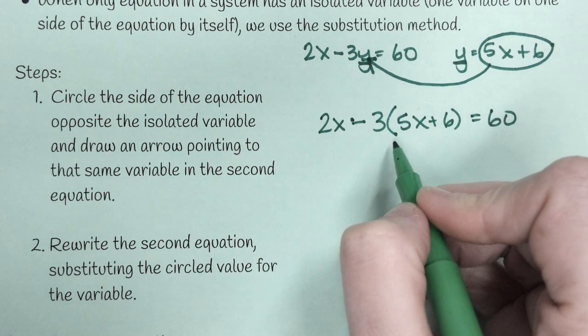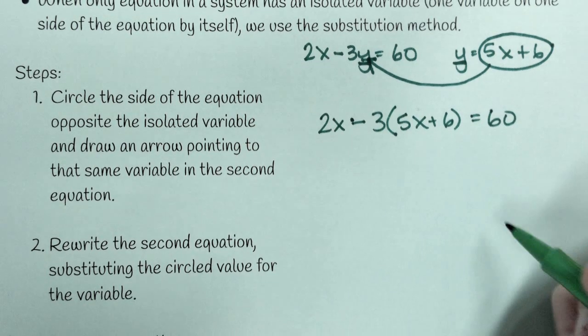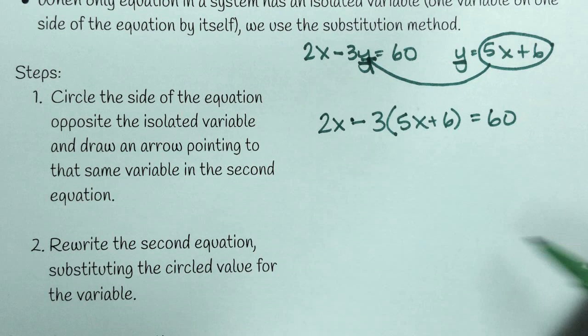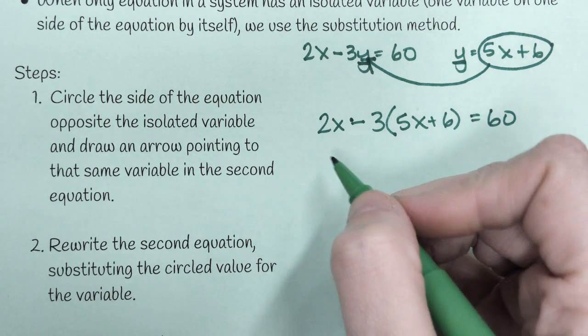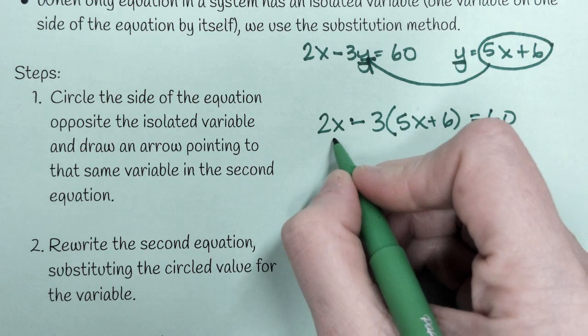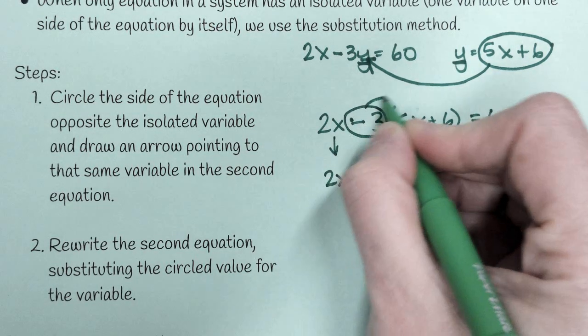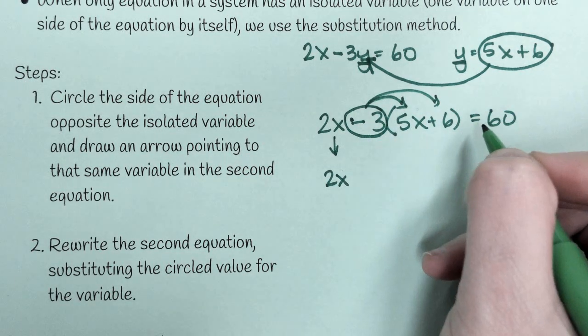So all I've done here is 2x minus 3y, which is 5x plus 6, equals 60. I just rewrote it with 5x plus 6 in place of y. Okay? Now I'm just going to solve it. 2x is a leftover. I didn't do anything to it, so I just bring it straight down. I need to distribute this negative 3. Remember, the negative is part of what I'm distributing, so make sure you don't forget that.